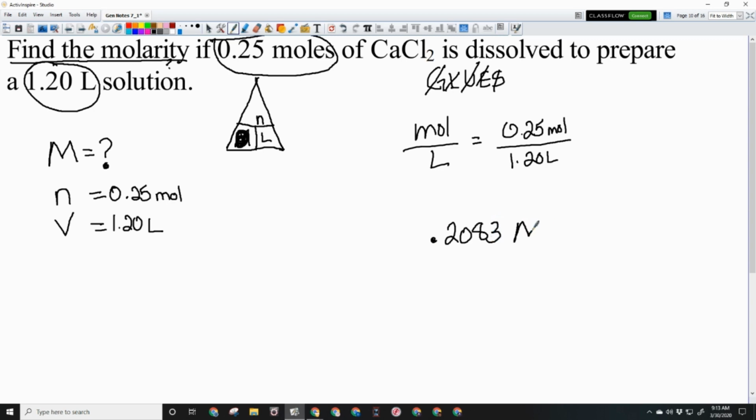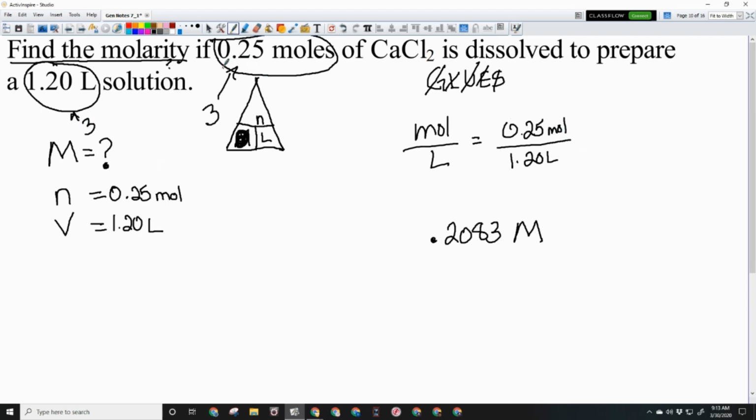The unit for that is capital M, molarity. All right, so significant digits. Here we have 3. Here we have 3. We're multiplying and dividing, so the rule says you take the least number of significant digits.